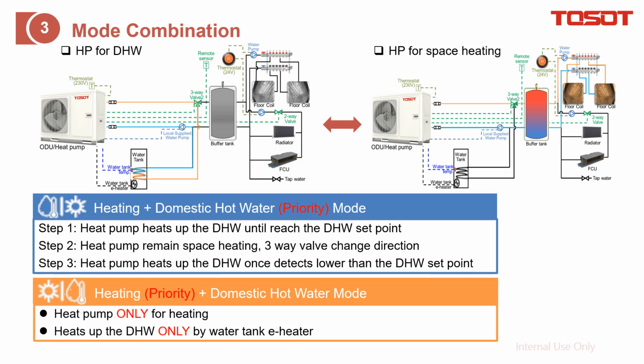Similar algorithm when the priority is on heating. At that time, the Versatility only focuses on space heating. As for the DHW, it relies entirely on the water tank e-heater.